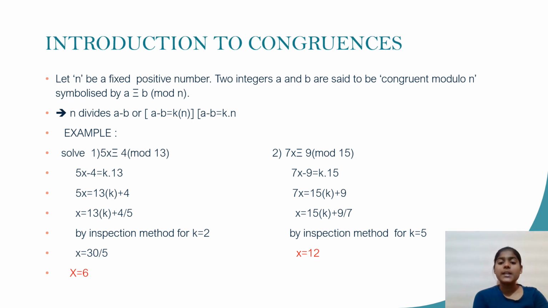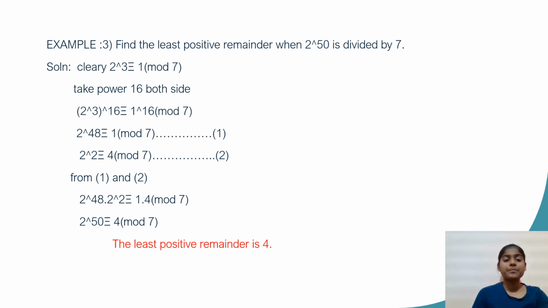7x minus 9 is equal to k times 15. 7x is equal to 15k plus 9, where x is equal to (15k plus 9) divided by 7. By inspection method, for k equal to 5, x is equal to 12.